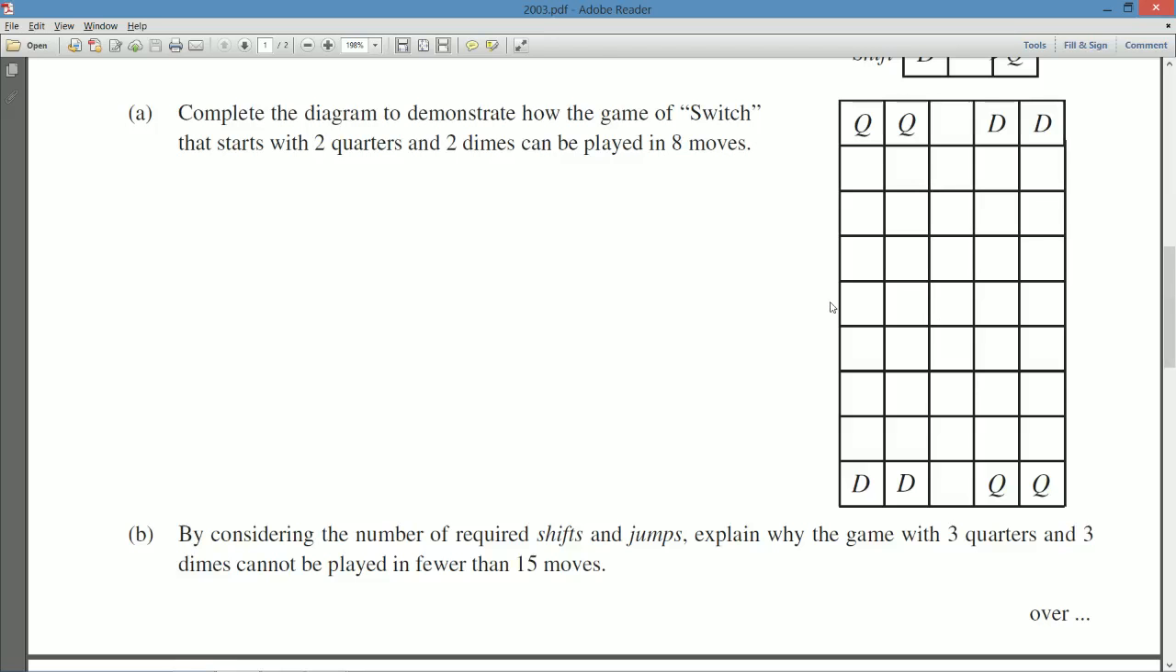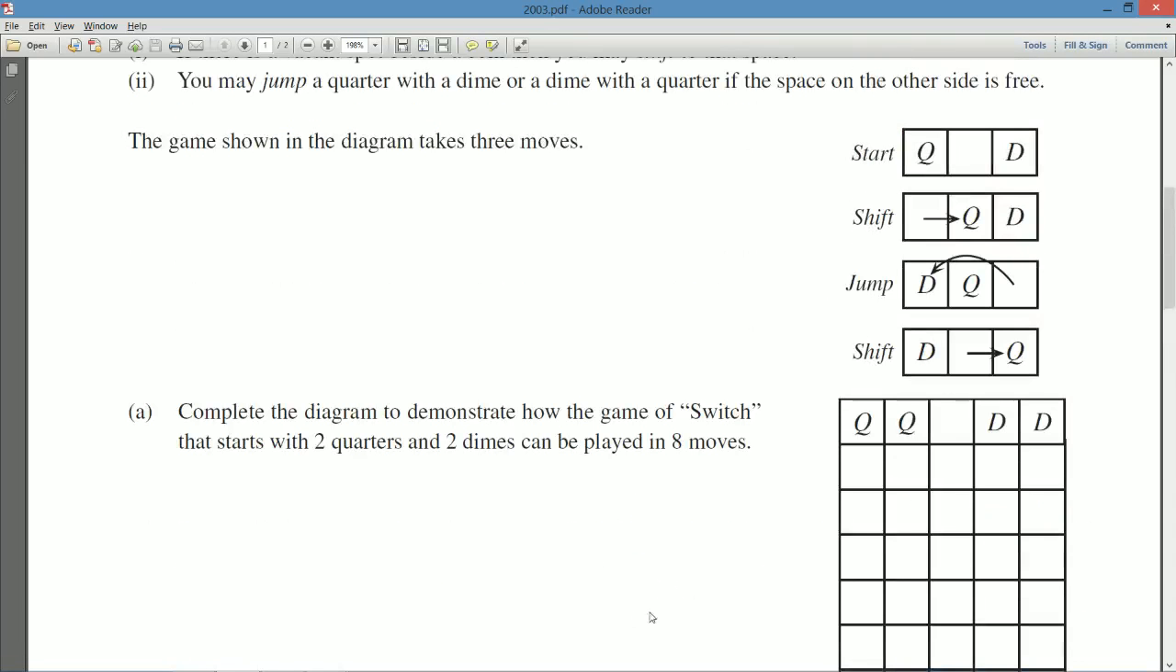Sometimes they ask you these sort of game-like questions, and they say, show that this can't happen in this certain number of moves, or show that there can't be this kind of strategy. And they can be tricky. I won't lie, they can be tricky. And right now I'm not seeing a particular way to do it. So by considering the number of required shifts and jumps, well, how do I know how many shifts and jumps?